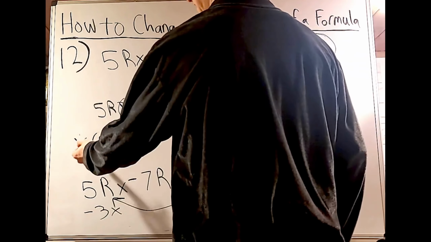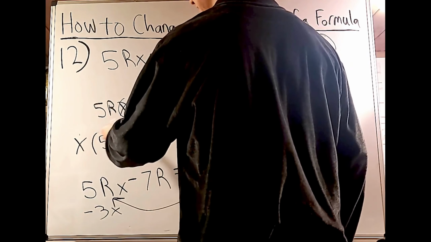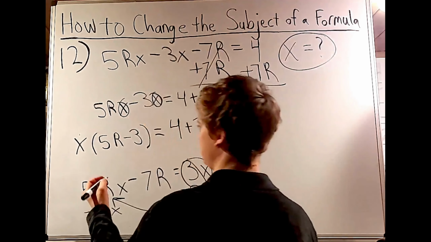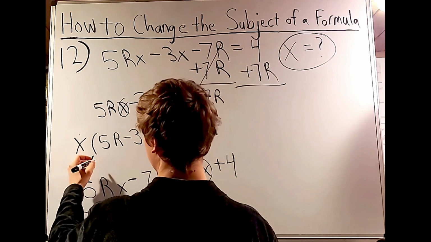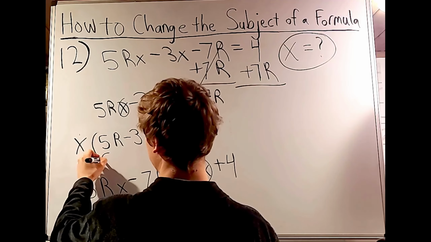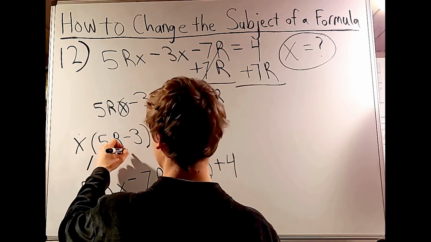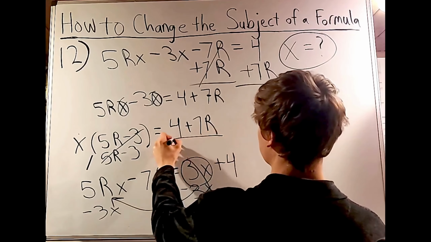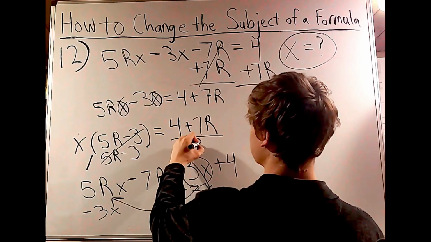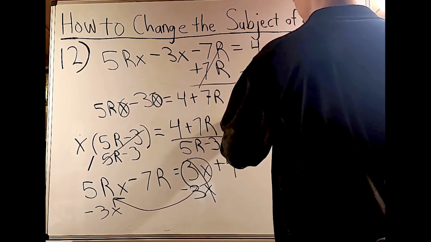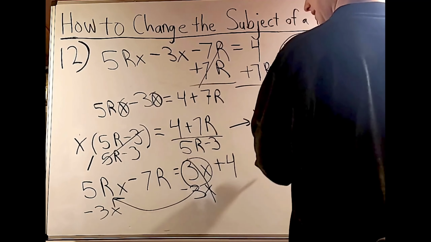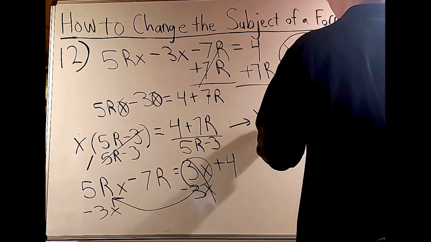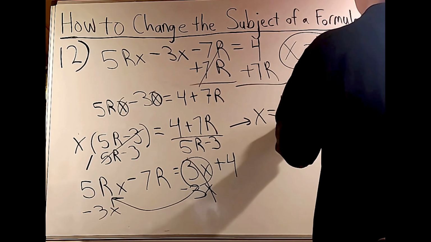And now since x is multiplying this entire thing of 5r minus 3, we could just think about getting rid of it by dividing by the entire thing of 5r minus 3. Now we're going to get rid of it on this side, and of course we're going to add it here on the other side, giving us the answer of x equals 4 plus 7r over 5r minus 3.